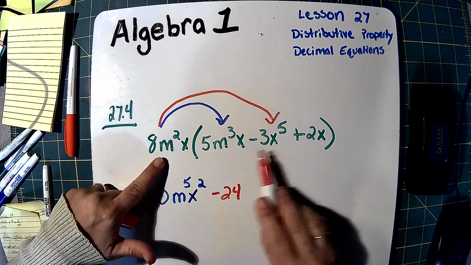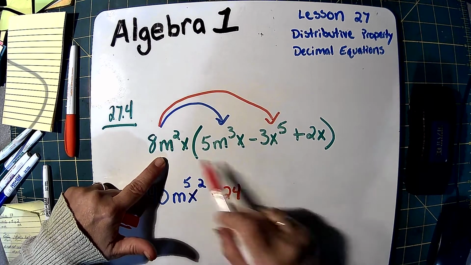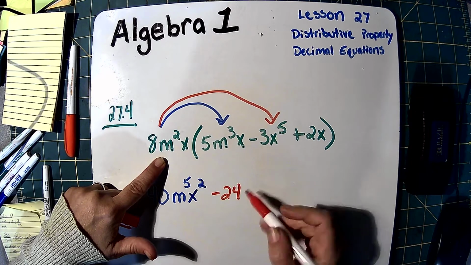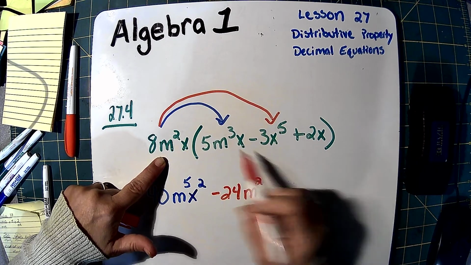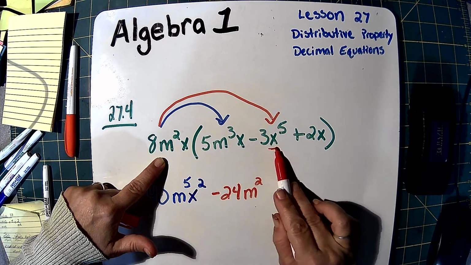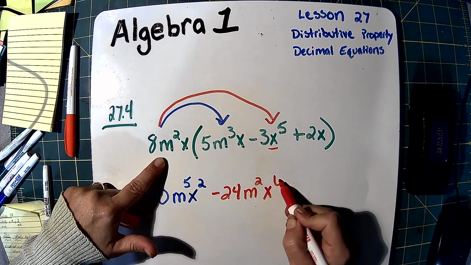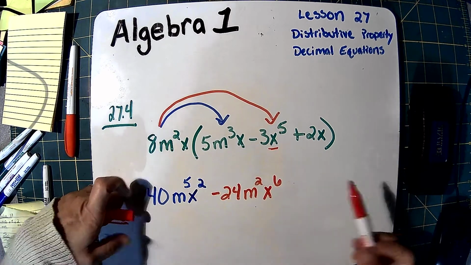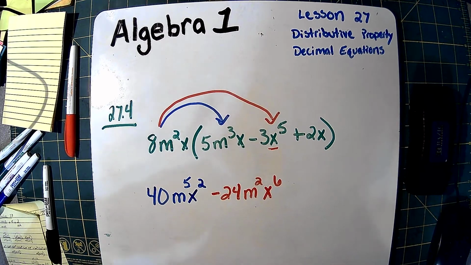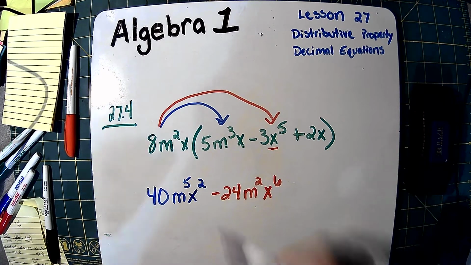Okay, and then our x's, we have, well, let's do our m's first. We don't have any other m's, so we're just going to say m squared. And then our x's, we have 1 and 5, which would be 6. So we're just adding those up. Okay, and then we're going to do this last one.